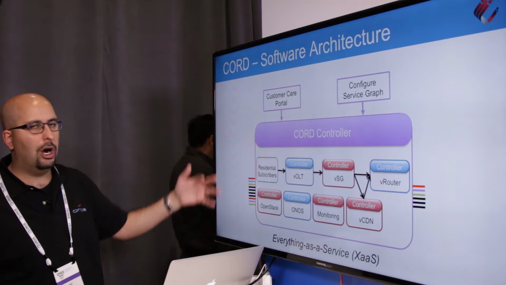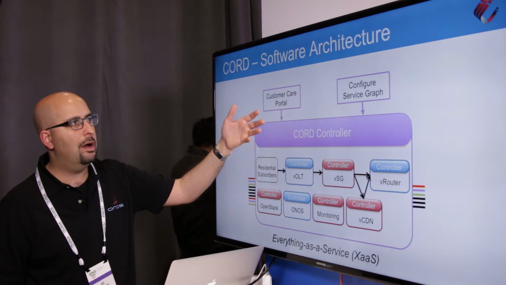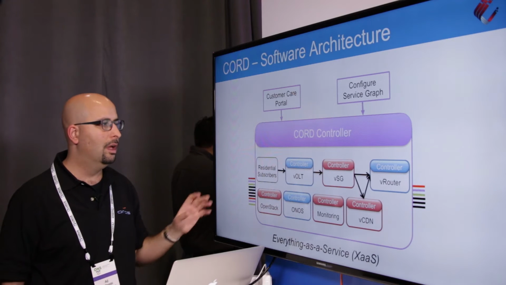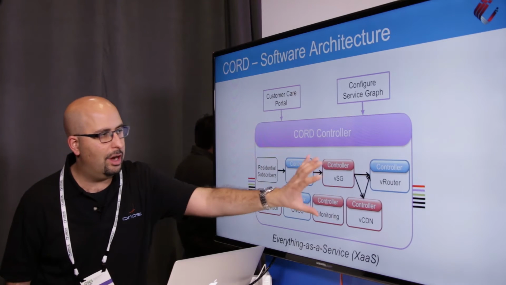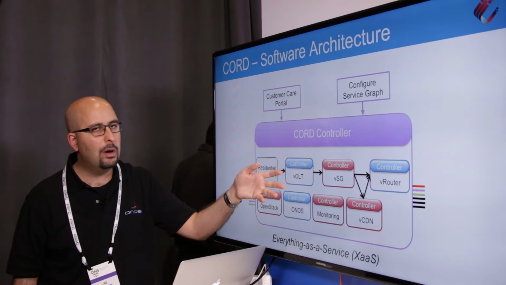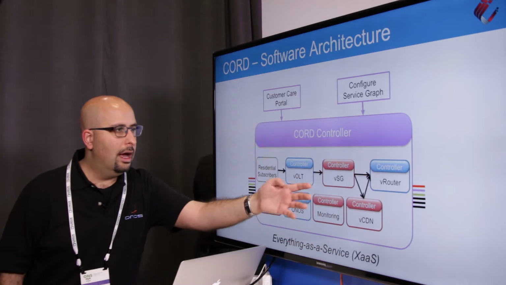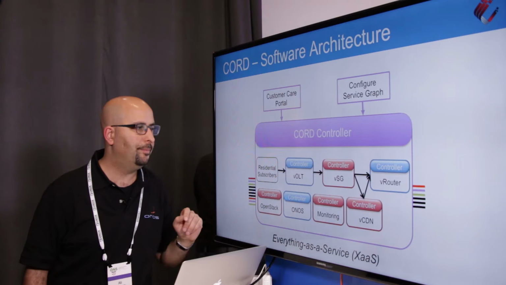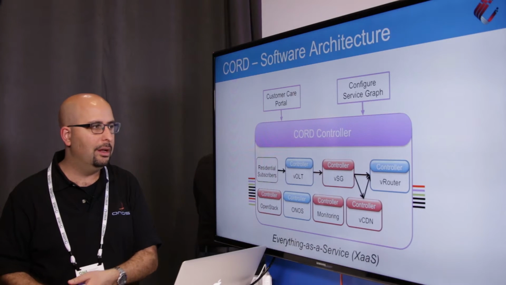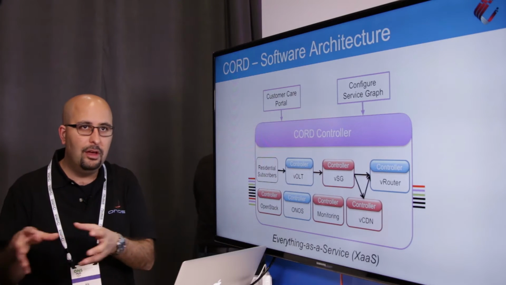This is the software architecture of CORD, where we have the CORD controller, which is essentially XOS. And on top of that, we have the ability to configure a service graph, as well as the customer care portal. And then here is the service graph that we're using in this demo. We have the residential subscribers on one side that connect through the VoLT service, then through the VSG. Then they can get content through a VCDN, as well as connect out to the internet via the vRouter. The blue boxes denote a control function that is programmed onto the data plane, whereas the red boxes are the data plane elements that actually exist physically.